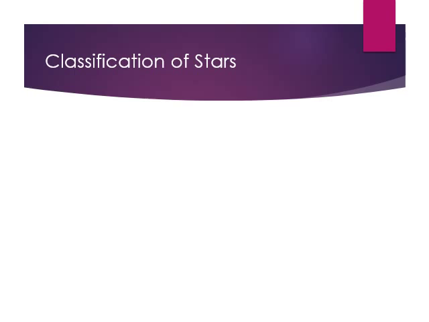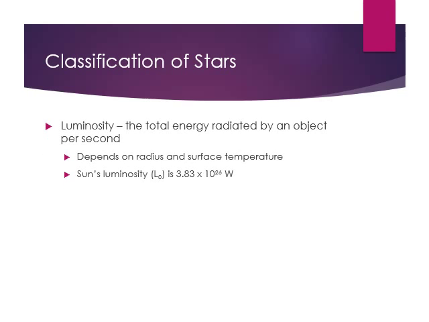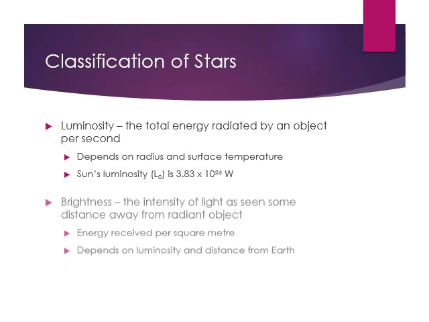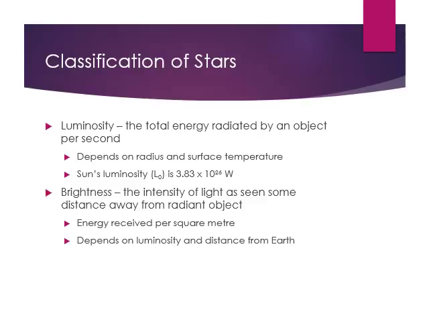So let's have a look at how we classify stars. First of all, we look at their luminosity, the total energy radiated by an object per second. This, of course, will depend on the radius and the surface temperature. Our own sun's luminosity is 3.83 times 10 to the 26 watts. Brightness is the intensity of the light as seen some distance away from the radiant object. It's the energy received per square metre, and it depends on luminosity and, if we're standing on planet Earth, the distance from the Earth.